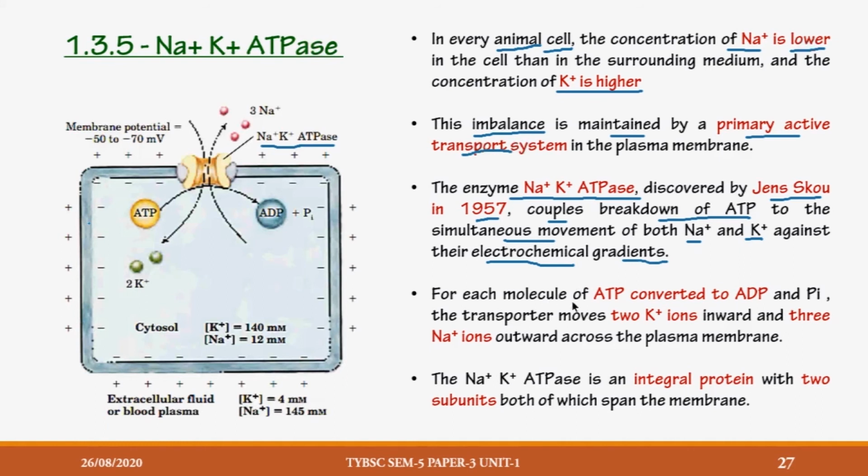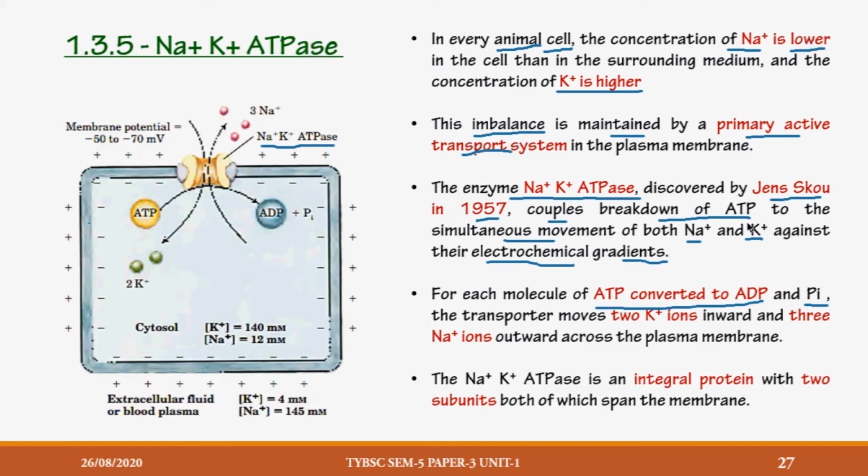That we understood, right? Now for each ATP molecule converted to ADP and Pi, two K plus ions move inward, while 3 Na plus ions move outward. जैसे ही आप वन ATP molecule को break down करेंगे to ADP and Pi, so as you can see here, we have ATP here, and this ATP is getting broken down to ADP and Pi. So as one molecule of ATP breaks down to ADP and Pi, you have two molecules of K plus.